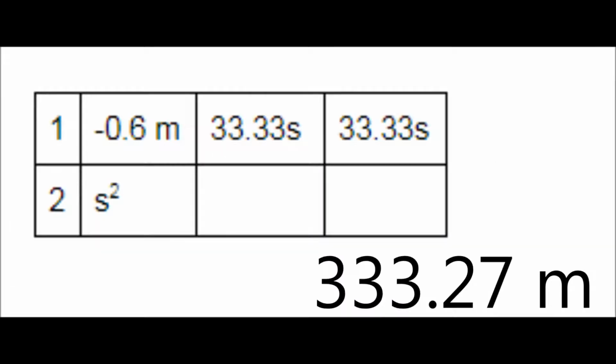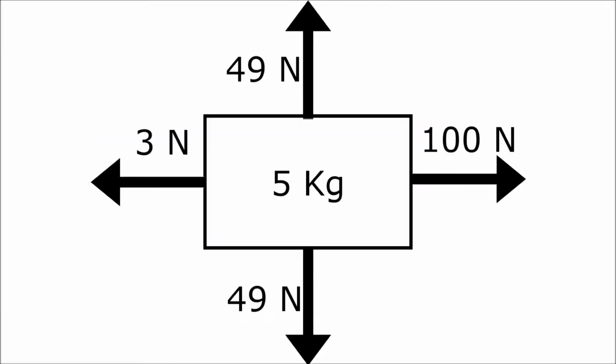Next, we can work on the second half of the displacement equation. To do this, we take 1/2 the rate of deceleration, 0.6 meters per second, and multiply it by the time it takes to decelerate squared, in this case 33.33 seconds squared. Upon doing this, we get a total distance of 332.7 meters.